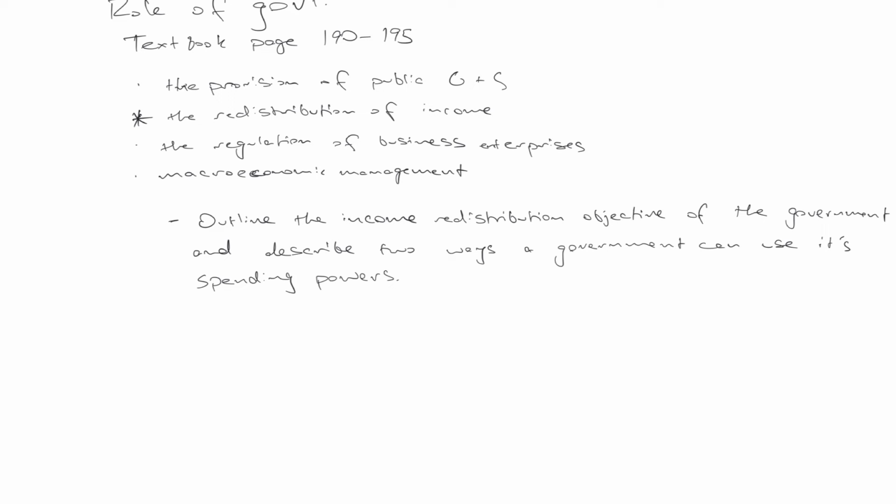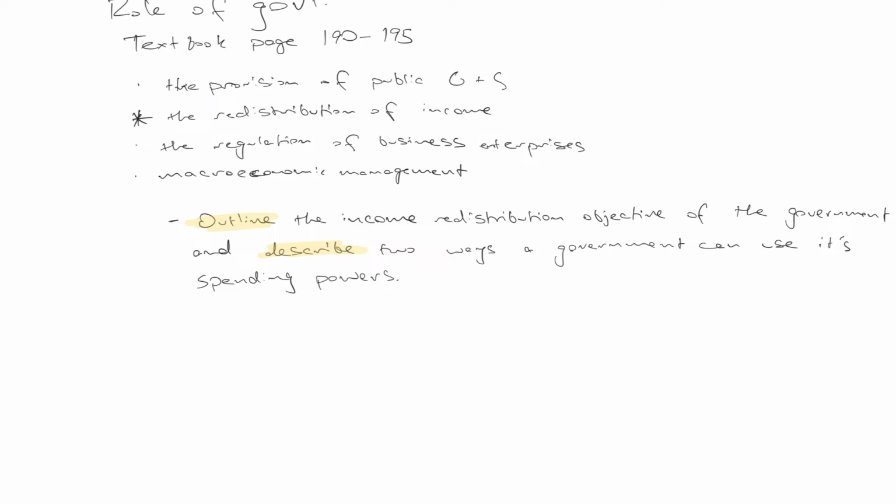Okay. So looking at this question, there are two succinct parts to it. Can someone tell me what they are? Income redistribution. Describe two ways a government can. Yep. So we can see pretty clearly, this question has two command terms. Outline.